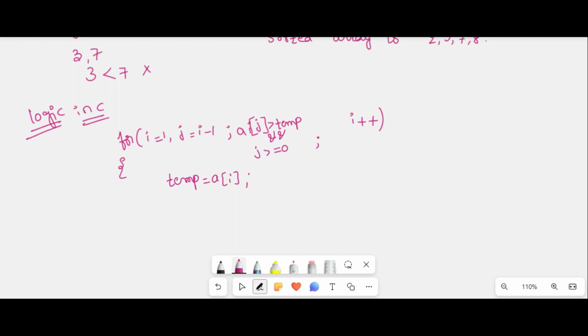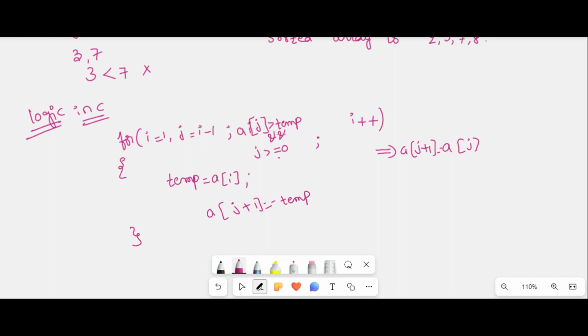Then what shall we do? We will compare temp and a of j. See, temp and a of j. If this is satisfied and this is satisfied, now what shall we do here? It is simply, if you consider your jth position element, we are placing it in j plus 1th position. Otherwise we are moving temp into jth position. Like that we are doing.